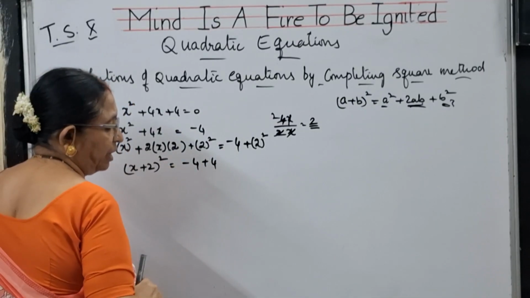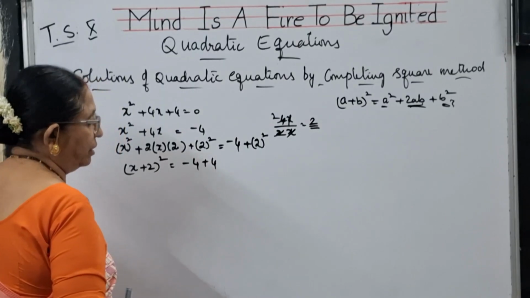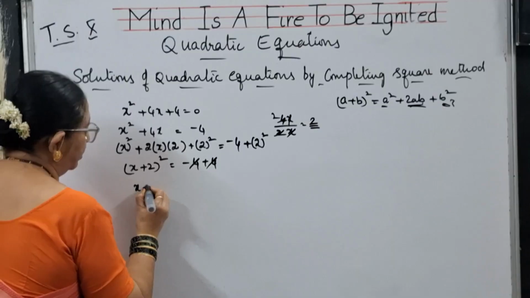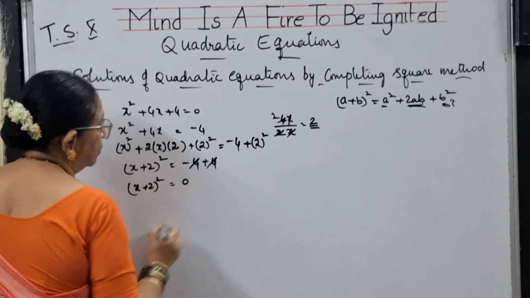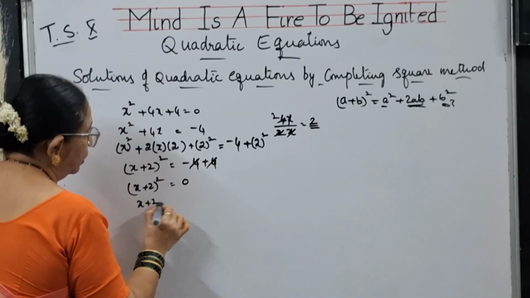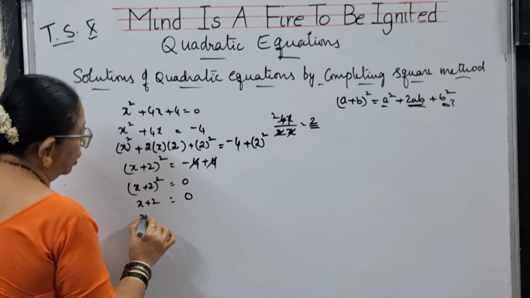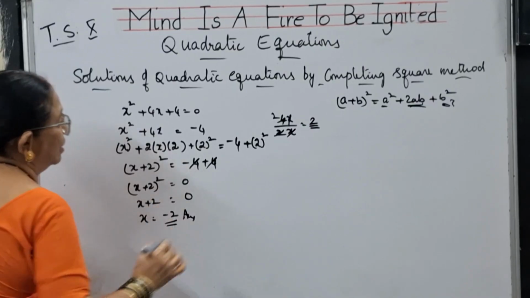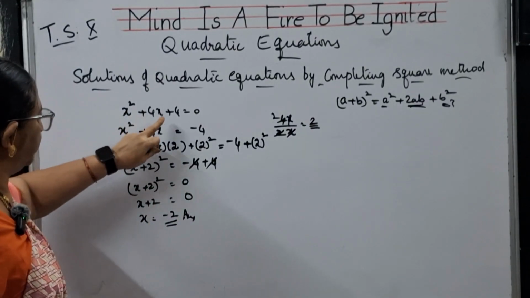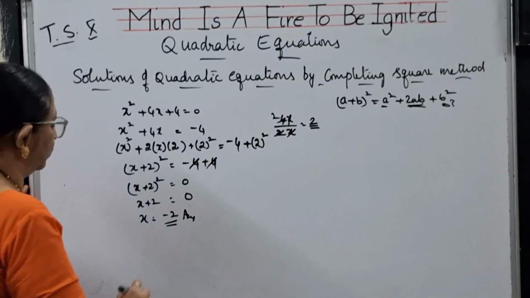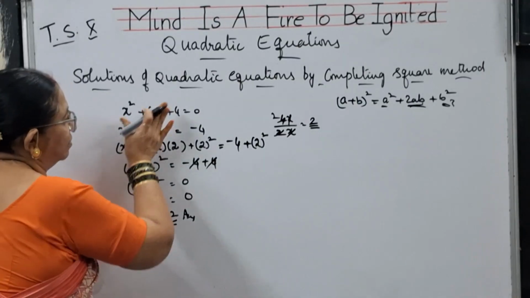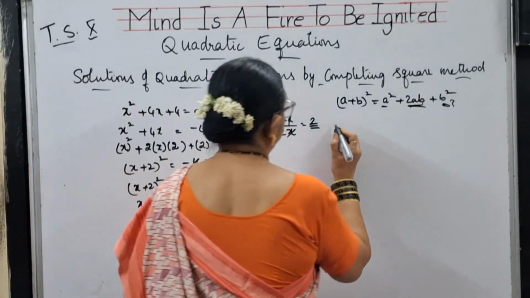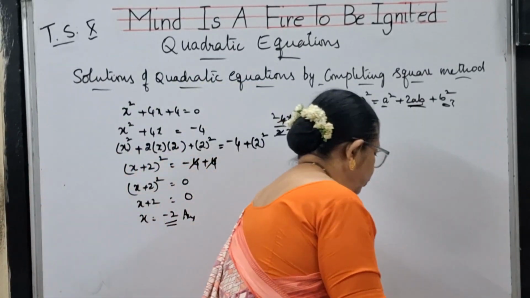So what are you getting? x plus 2 whole square is minus 4 plus 4, which means I can cancel these two. So x plus 2 whole square is equal to 0. So what is x plus 2? x plus 2 becomes 0. So what is x? x is equal to minus 2. This is the answer when x square plus 4x plus 4 is equal to 0. So x value is minus 2 is the answer for this. Now let me do the same thing here by taking minus 4.